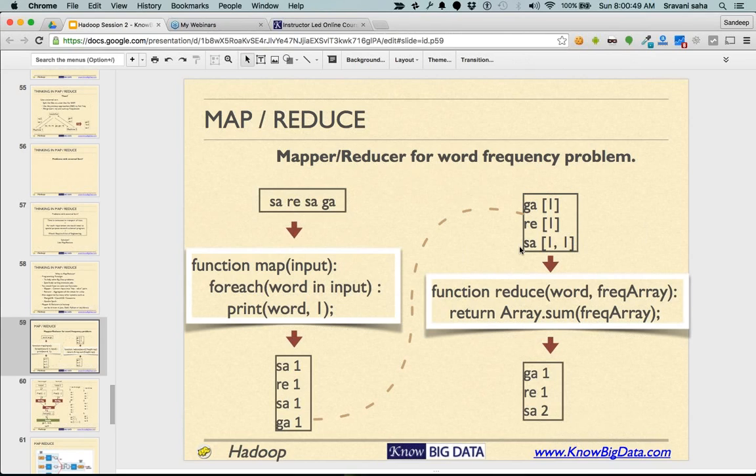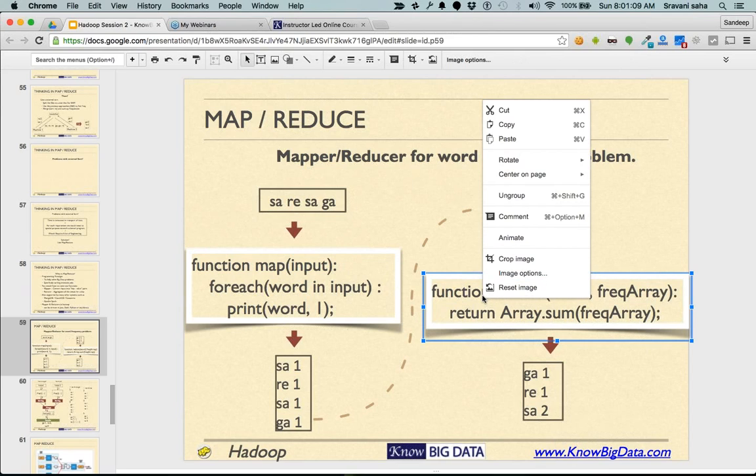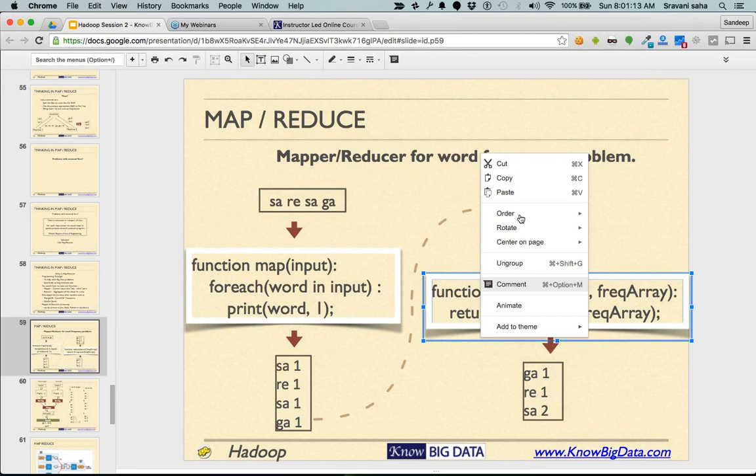Now, once Hadoop has done its job, this dashed line represents Hadoop. I mean, once MapReduce's sorting has finished, Hadoop is going to call your reduce function. These are the two functions which are coded by you.